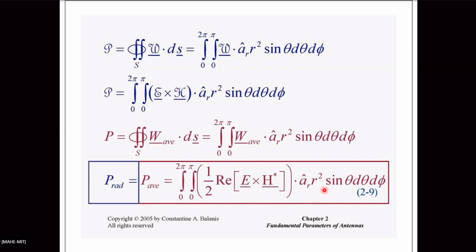Do you understand? In the far field, E and H are transverse, because I told you yesterday in the class that the E R and H R components in the far field will be 0. Do you understand? Hello? So the direction of E cross H, that is W, will also be in the R direction. So it is E cross H dot a R.